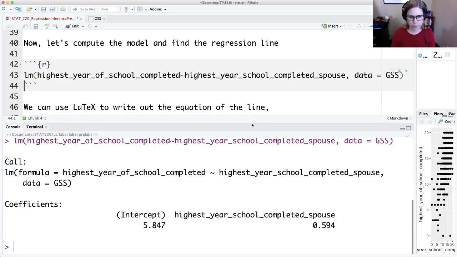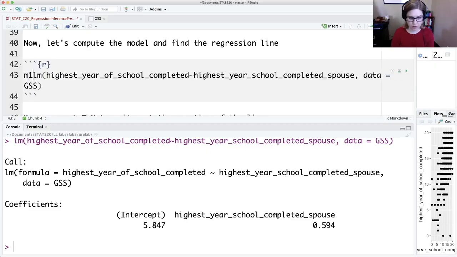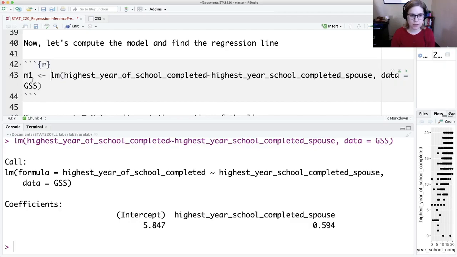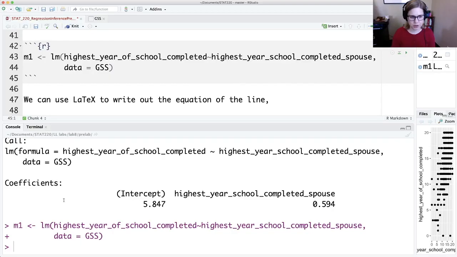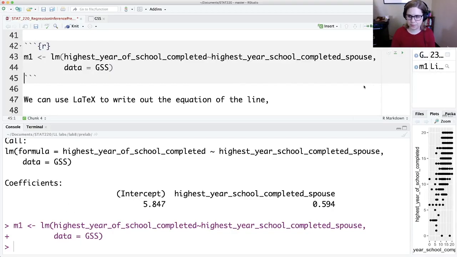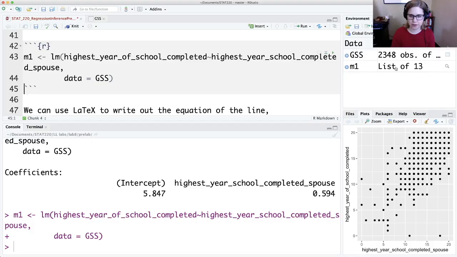So there's my output. But for this lab, when we're doing inference, we're actually going to need a little bit more information. So we should give this model object a name so that we can use it later. I'm pretty uncreative with my model names. I usually just call them something like M1. And then I use that assignment operator from R, which is the less than sign and the dash. And I'll just put that there. And maybe I'll put a line break in here so it's a little bit easier to see. So now I'm saying M1 gets the linear model, all this stuff, and if I control enter, nothing happens in my console. But if I scroll over here, now I have something in my environment.